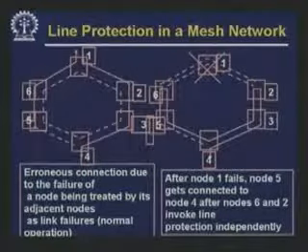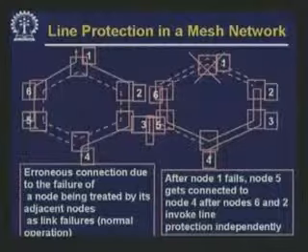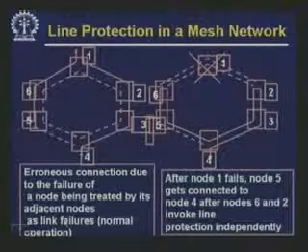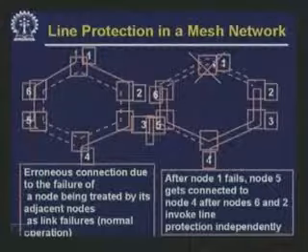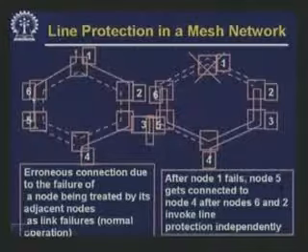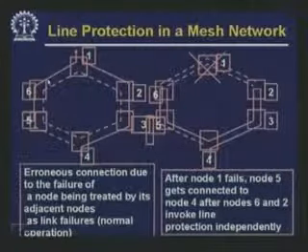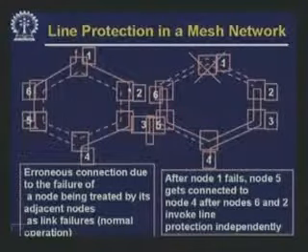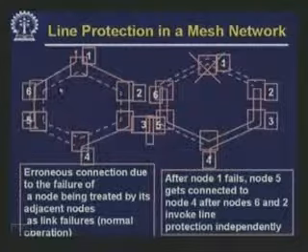Now, line protection in a mesh network, and here what might happen is an erroneous connection due to failure of a node being treated by its adjacent nodes as link failure. Now, this is one case of the so-called race condition. What might happen is that say node 1 has failed. So node 6 may assume that the link from 6 to 1 has failed, whereas node 2 may assume that the link from 2 to 1 has failed. So both of them perceive two different failures.